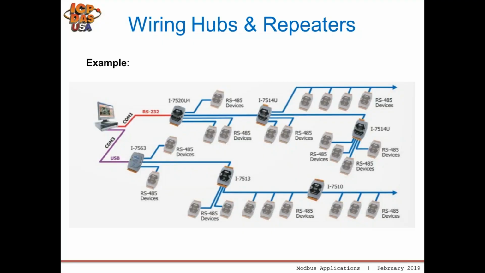As you can see, RS-485 does have many limitations, which makes it so wiring hubs and repeaters can be very useful in these applications.